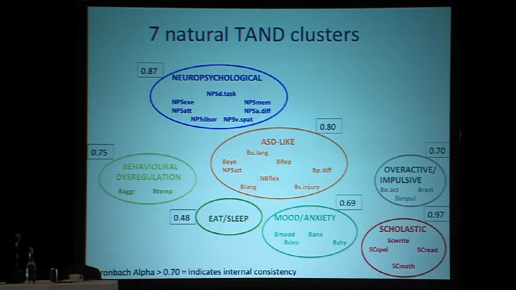The ASD-like cluster, and you can see it has a very high Cronbach alpha of 0.8, and here we've got unusual language, poor eye contact, again attention difficulties, language delay, inflexibility, repetitive behavior, peer difficulty, and self-injurious behavior. There's our eat and sleep cluster. We've got a mood and anxiety cluster. So these are mood swings, depression, anxiety, and extreme shyness. Our scholastic cluster, you'll notice this has the highest Cronbach alpha of 0.97. And then finally, our final cluster, overactive impulsive. So these are individuals with difficulties with overactivity, impulsivity, and restlessness.